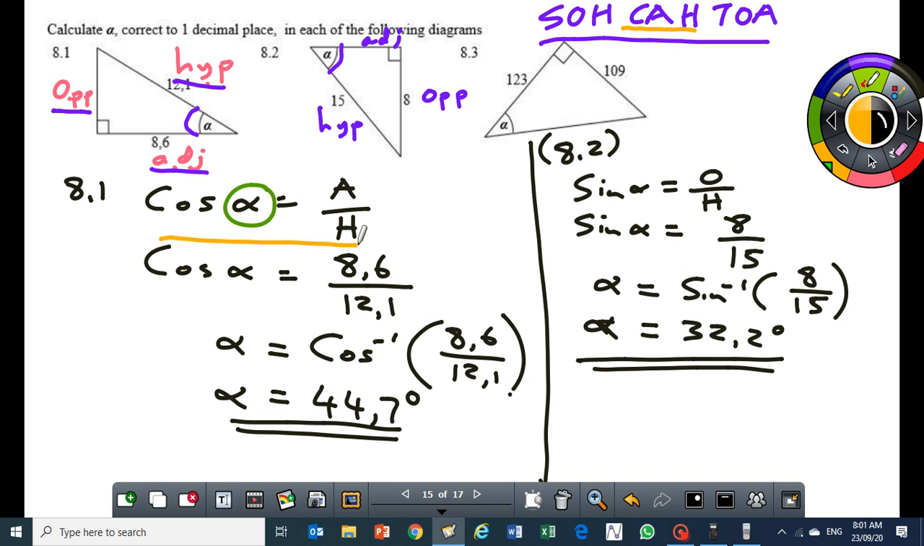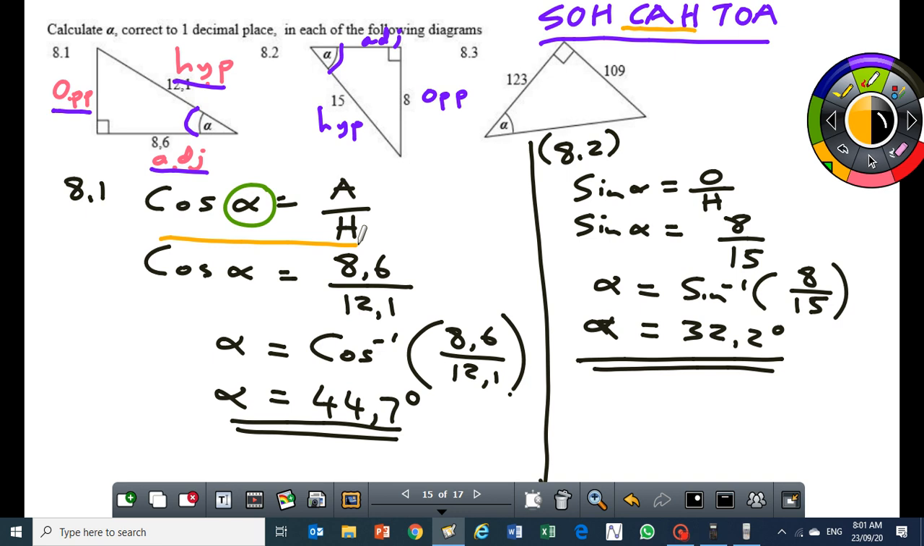So is that H? It's alpha. Then from there we end up having cos alpha equal to, when we substitute, the A is 8,6, the H is 12,1.